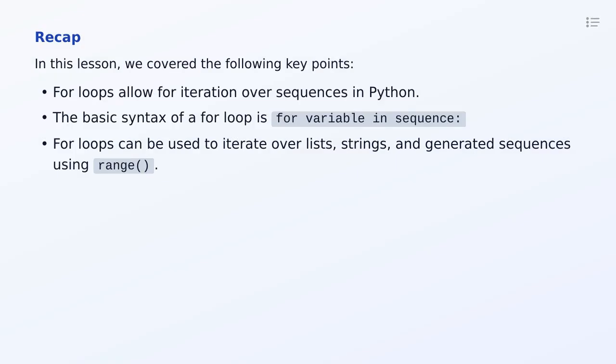In this lesson, we covered the following key points. First, for loops allow for iteration over sequences in Python. Also, the basic syntax of a for loop is for variable in sequence. Finally, for loops can be used to iterate over lists, strings, and generated sequences using range.